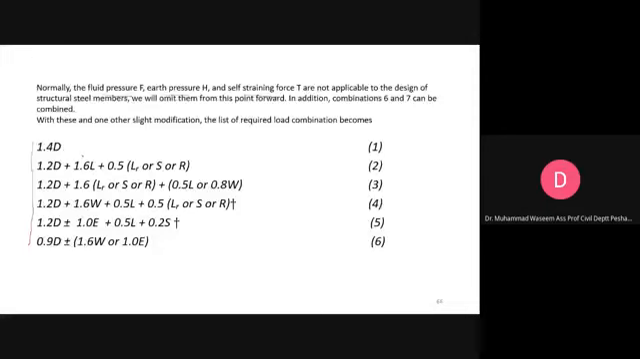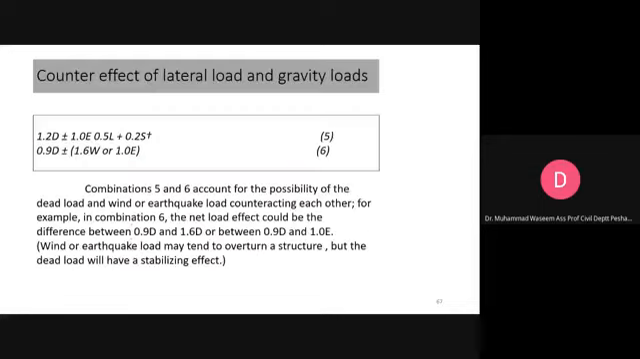So if you look at these load combinations, let's look at this one for example. We have discussed that the load factors in LRFD are always greater than 1. But over here you will see a load factor which is less than 1, and it is combined with wind and earthquake. This is so because wind and earthquake are lateral loads.